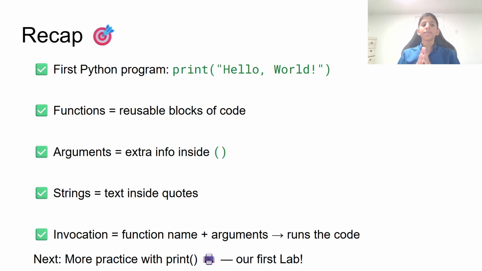Alright, now let's do a quick recap of what we learned today. We learned how to write your very first Python program, which is print Hello, world. Functions are reusable blocks of code. Arguments are extra info inside parentheses, remember that. Strings are basically text inside quotes. And invocation means calling the function, which is composed of the function name, like print, and arguments, like Hello, world, and then it runs the code.